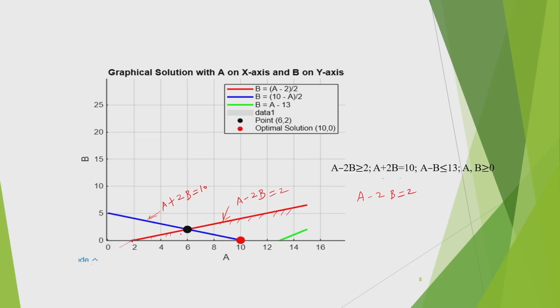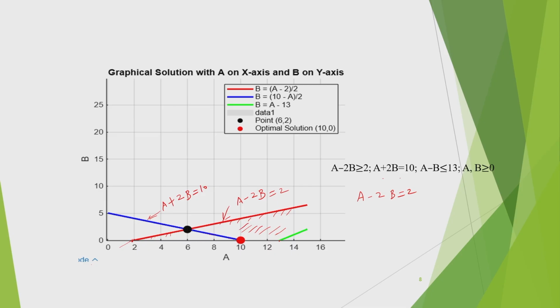So obviously this point here is also feasible, because you have to be on this side for a minus 2b, but you can have it like this. And then a minus b is smaller than 13. So a is equal to 13, and b becomes minus 13. You can say a minus b is a line at a 45-degree angle, and a minus b is smaller than 13, that means you have to be on this side. So everything on this side is feasible. So you get a feasible zone.